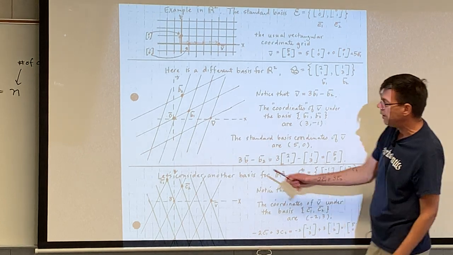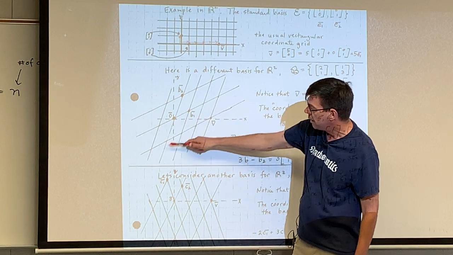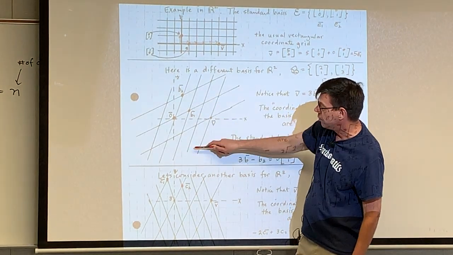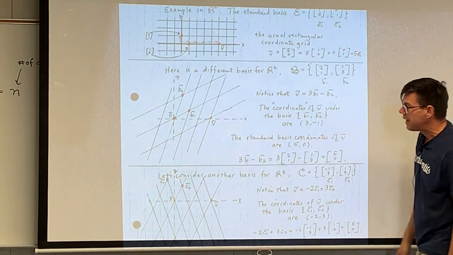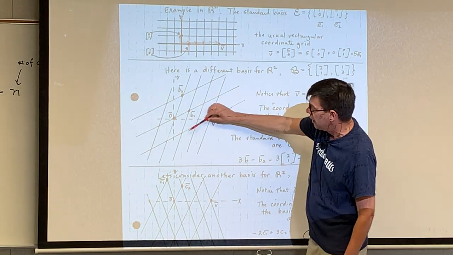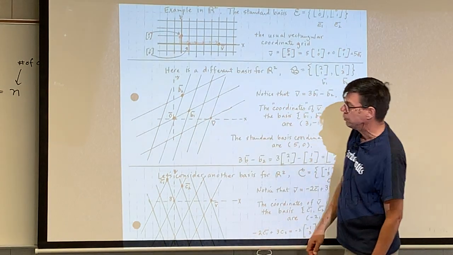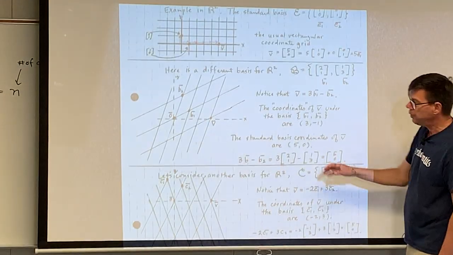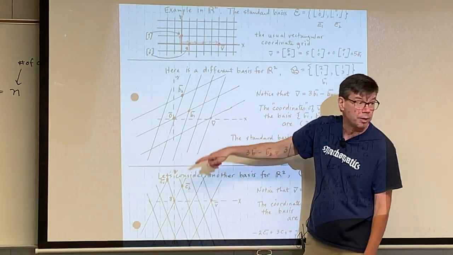So how did I get this grid? I just drew a line through the origin in B1. I drew a line through the origin in B2. And then I just drew parallel lines to those. And they're spaced out in a particular way. They're spread out by multiples of B1 in one direction, B2 in the other direction. And that parallelogram grid is really the grid of the coordinate system created by the basis B1 and B2.